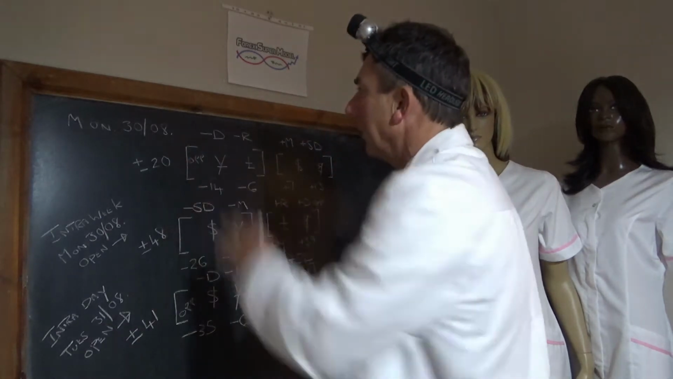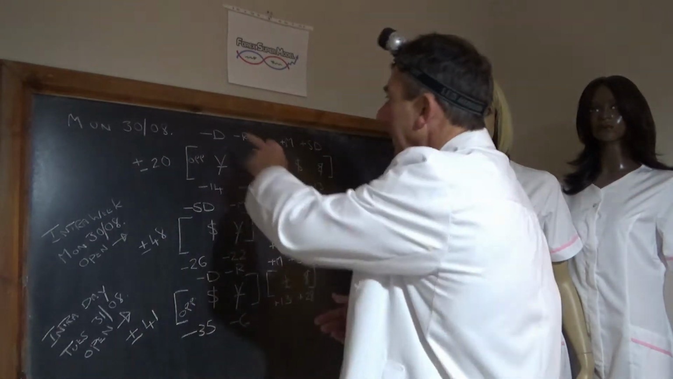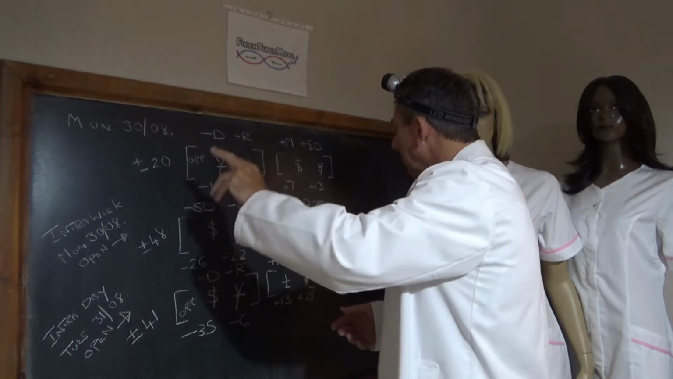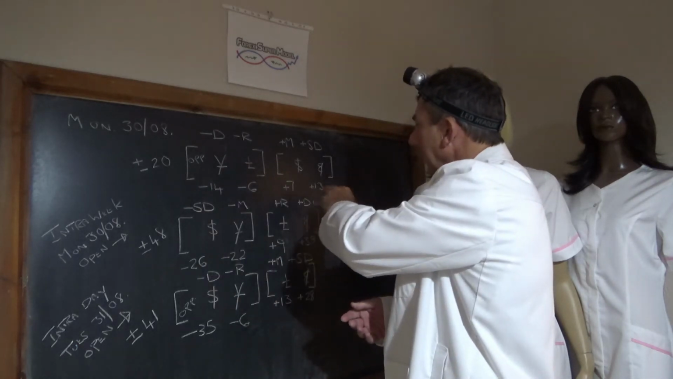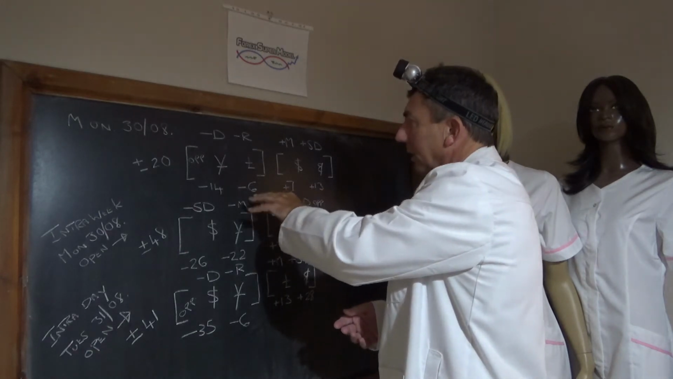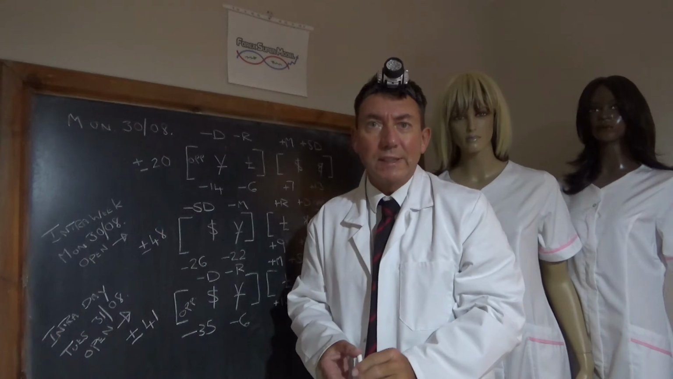Right, yesterday, Monday the 30th then, we had a negative opposed driver in the yen at minus 14. Front and back door flows, mainly going into the euro at plus 13, into the dollar at plus 7, and the pound was the negative rock at minus 6. Activity plus or minus 20.